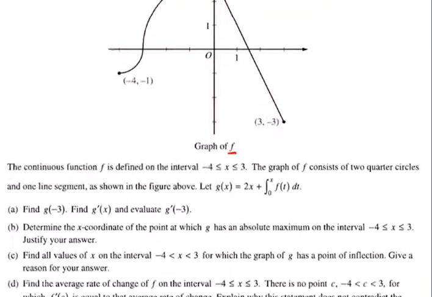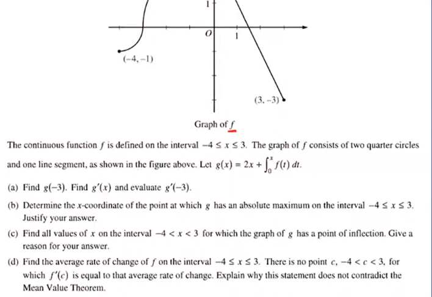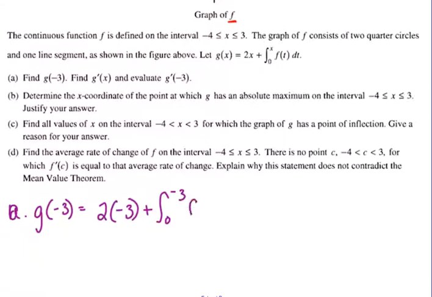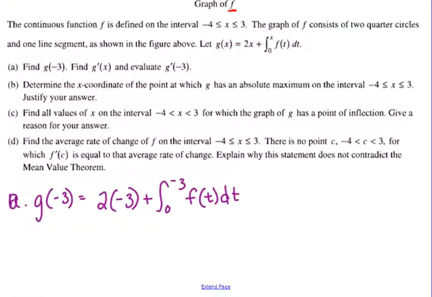G of x is the function 2x plus the integral from 0 to x of f. So let's find g of -3. Part A, g of -3 is equal to 2 times -3 plus the integral from 0 to -3 of f of t dt. Again, I don't like when my limits are backwards. They should always be least to greatest. So I'm going to change that plus to a minus, and I'm going to go left to right here.